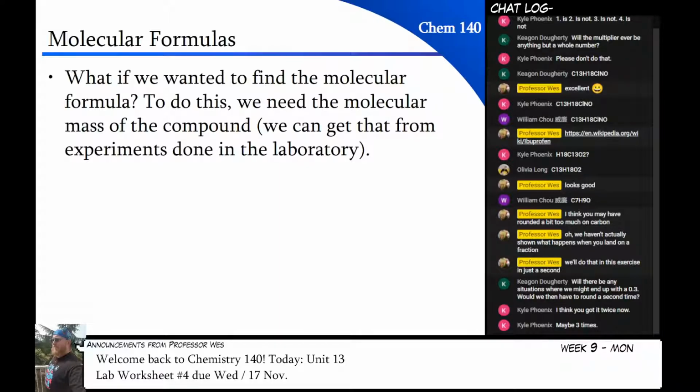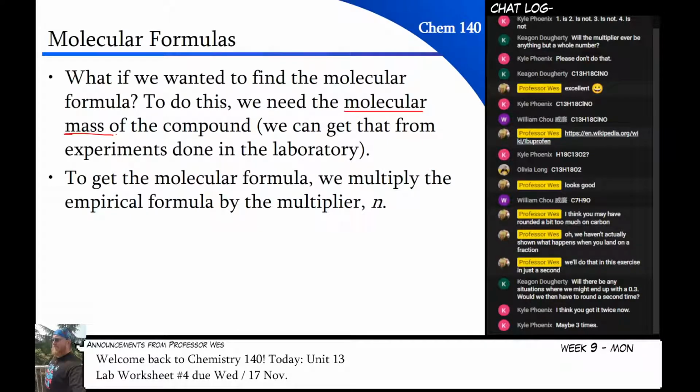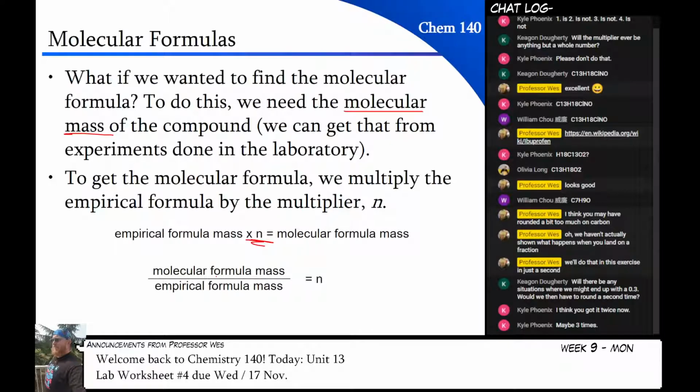So, how do you find the molecular formula? Like we talked about earlier, you need the molecular mass of the compound, and you also need the empirical mass, but you can calculate that from any formula. Now, the relationship between the empirical formula and the molecular formula is this multiplier n. Well, if I want to solve for n, I could just rearrange the equation to look like this. Whatever the molecular mass is divided by the empirical mass must be the multiplier. So if I know those two masses, I'm all set.